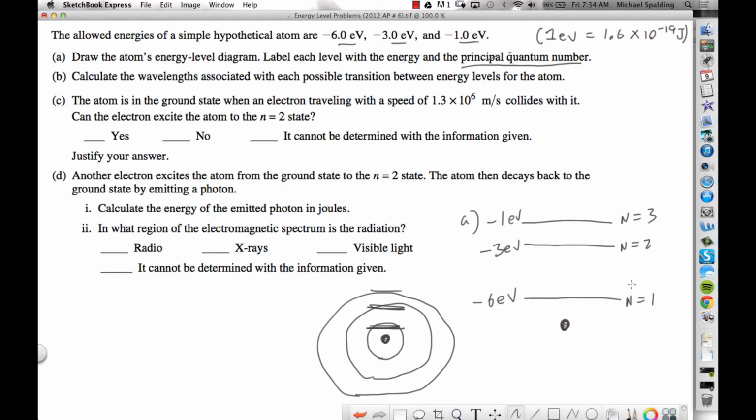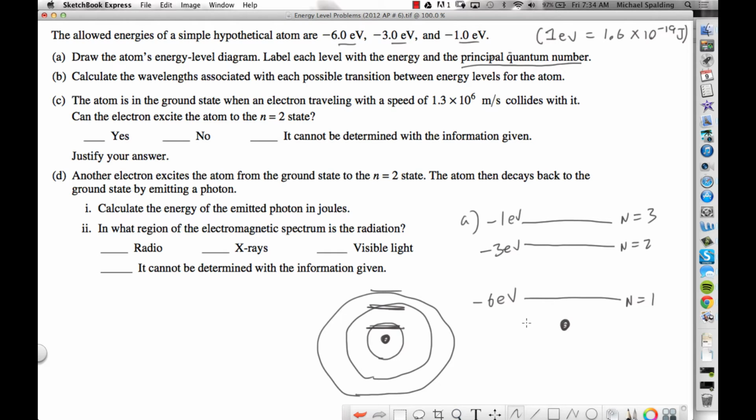So this is the answer to A. This is the first energy level, second energy level, third energy level, and then these are their corresponding energies. The smallest energy goes closest to the nucleus. As you go away from the nucleus, the energy gets bigger, just like with gravity. If I take this apple and move it away from the earth, what happens to its energy? It increases. Okay? All right, so that's A.